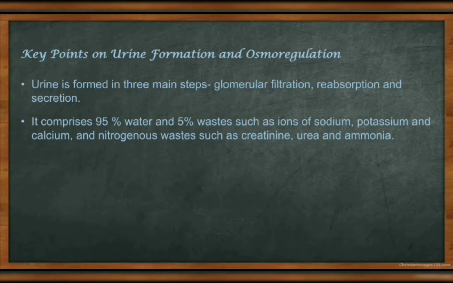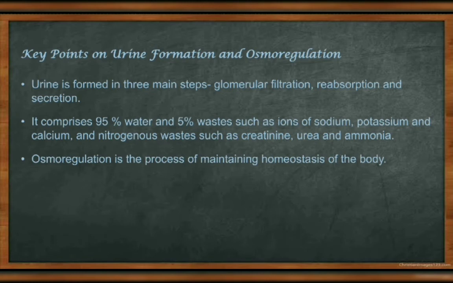Urine comprises 95% water and 5% waste, such as ions like sodium, potassium, and calcium, and nitrogen waste such as creatinine, urea, and ammonia. There are so many. Osmoregulation is the process to maintain our body's homeostasis. Homeostasis means constant, meaning acid base components will be maintained in our body in this process.